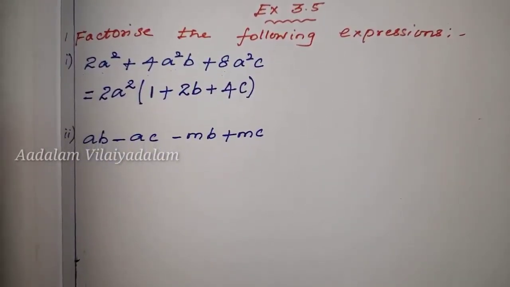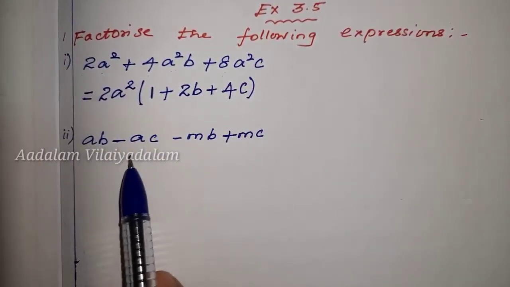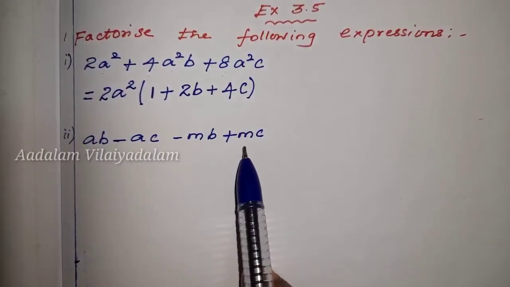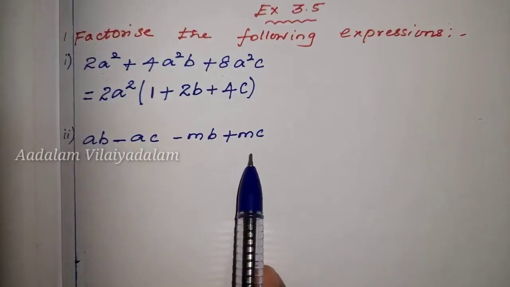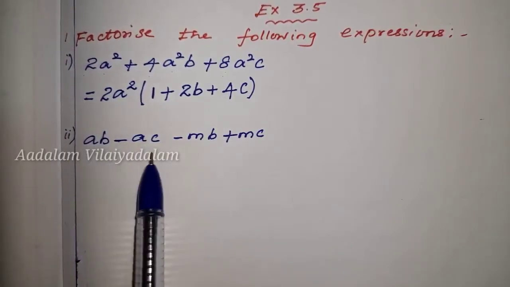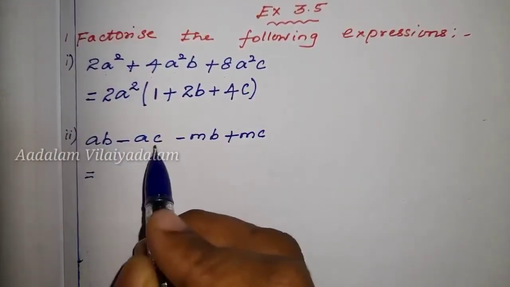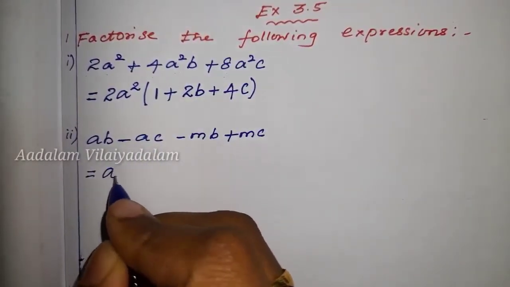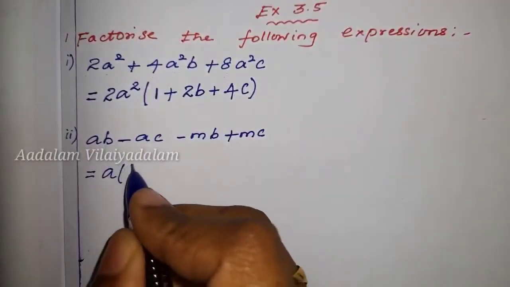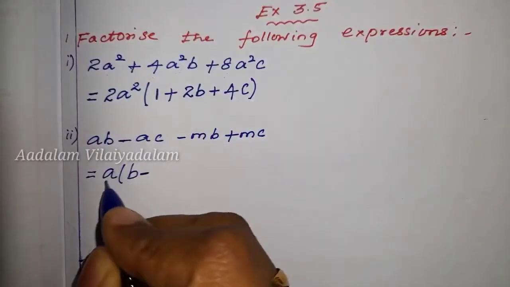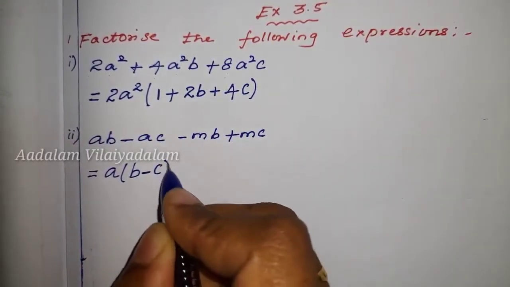The second one: ab minus ac minus mb plus mc. Here 4 terms are given. First consider the 2 terms. Here the common term is a. Now what is the remaining term here? b. So minus is there. Already we take a, the remaining term is c.